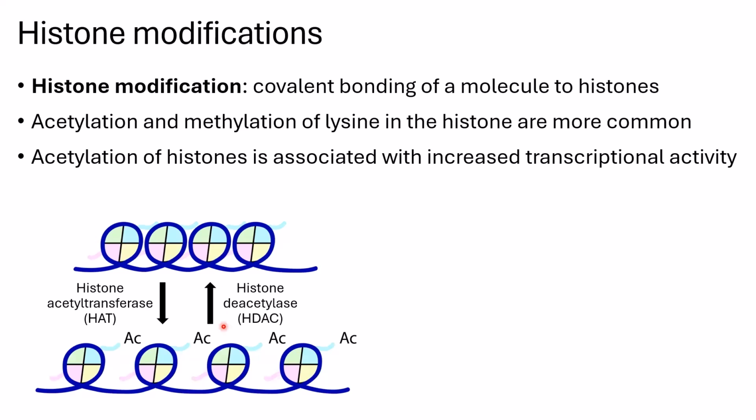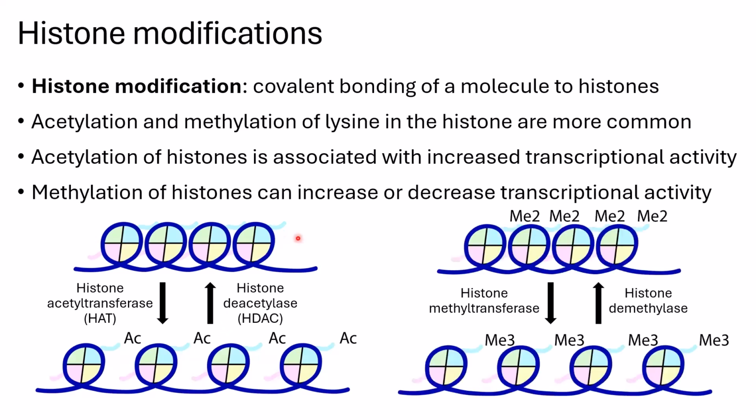for removing acetyl groups. Methylation of histones can increase or decrease transcriptional activity, depending on where the methylation is and how many methyls are present. Up to 3 methyl groups can be added onto an amino acid in the histone. Methyltransferases are responsible for adding methylation, while demethylases remove methylation.